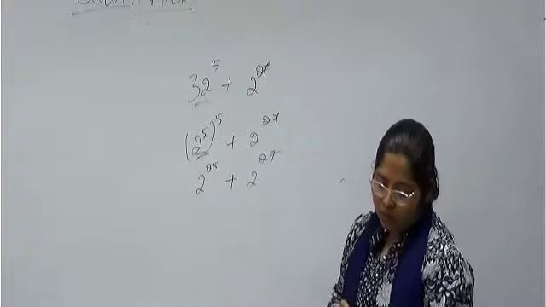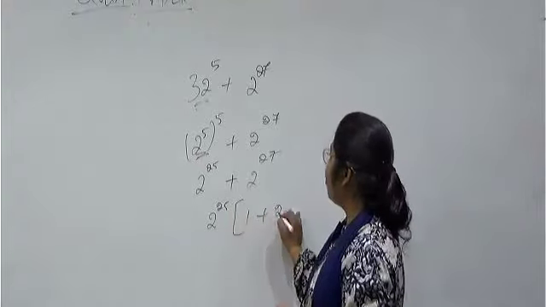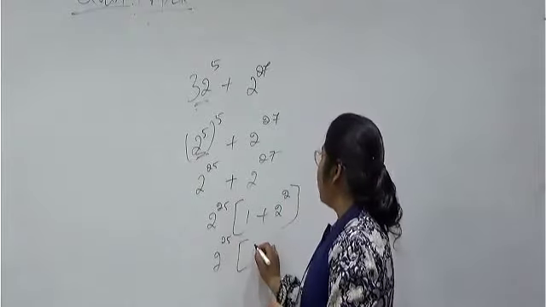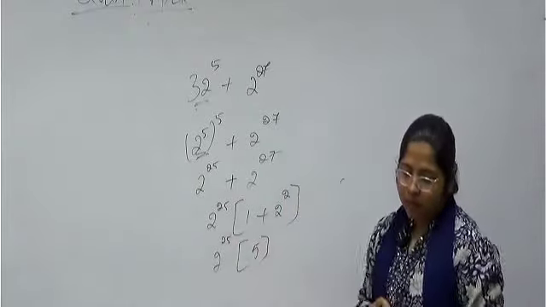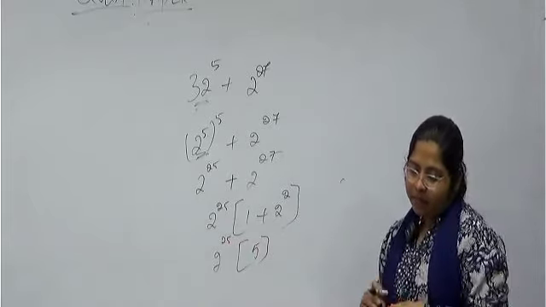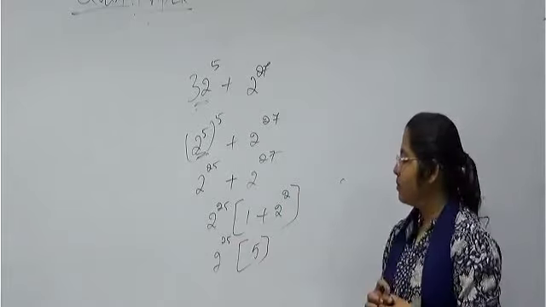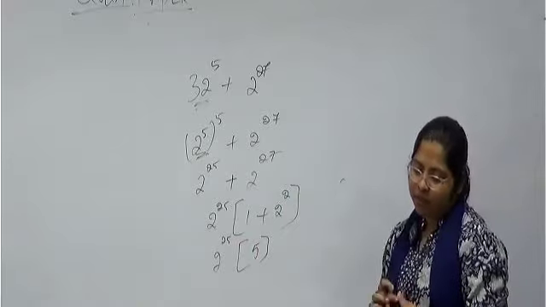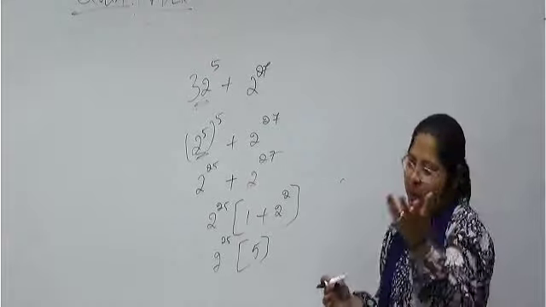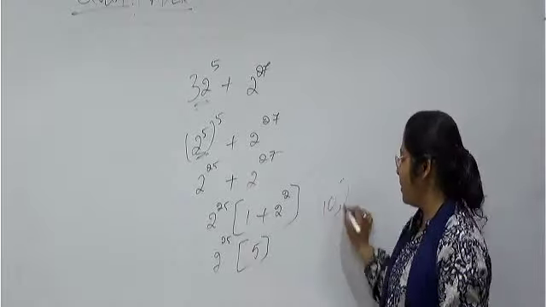What is common in this? Can I take 2 to the power of 25 common? It will become 1 plus 2 to the power of 2, which is 4, into 5. Yes or no? That means it is divisible by what? 10. 2 to the power of 25 is how much? Whatever it must be, 2 multiplied by 5 is 10. So it is divisible by 10.